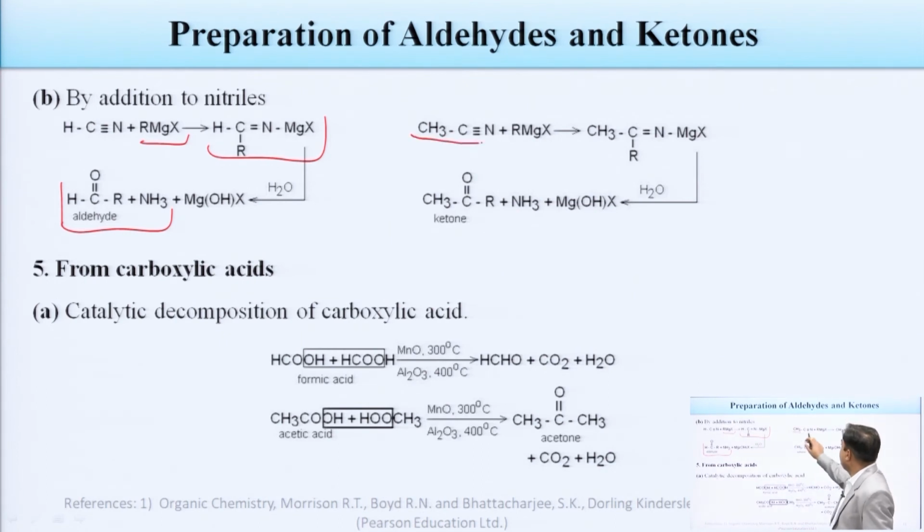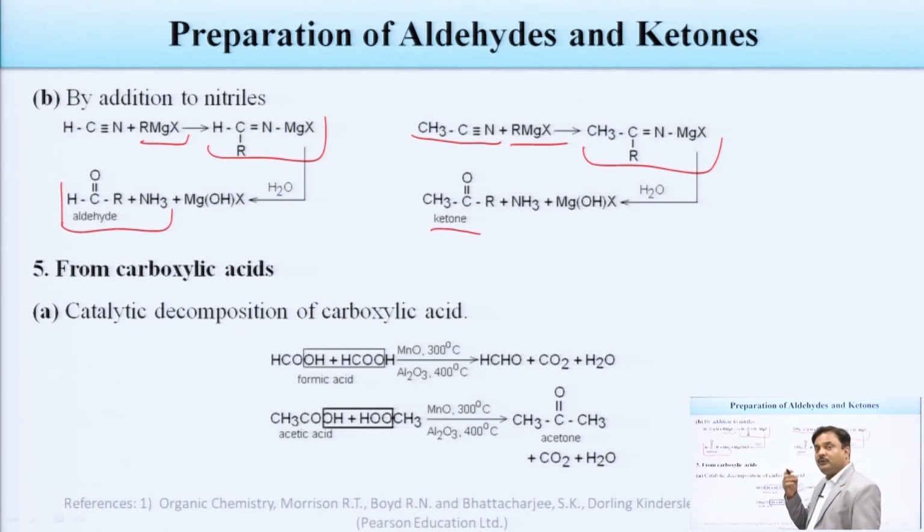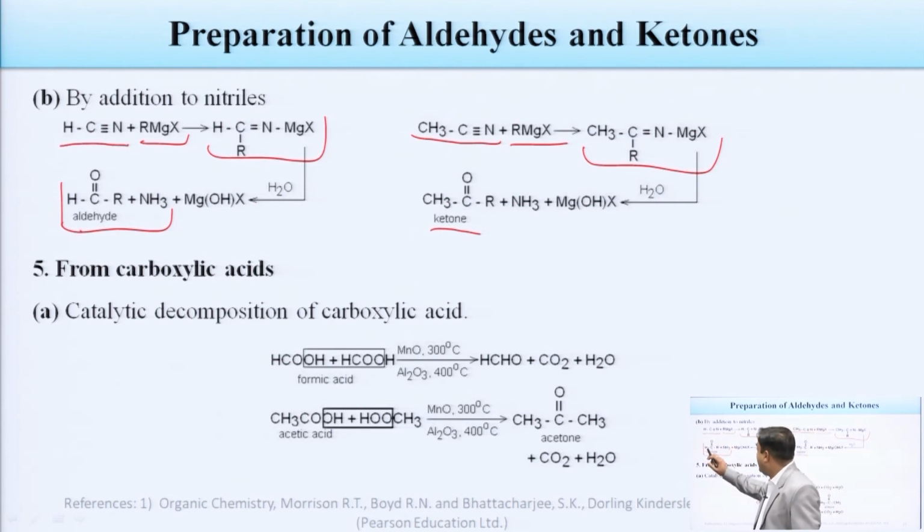Again, you can see the Grignard reagent is added to this particular molecule, and we again get an addition product, which on hydrolysis provides the ketone. So, you have to take care that when we use this type of molecule, we get an aldehyde. When we use this type of molecule, we get a ketone.